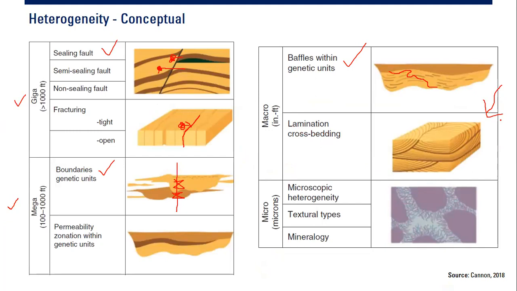It will cause heterogeneity. And of course, heterogeneity can also occur in micro scale, for example, due to difference of textural types, difference in mineralogy, and other aspects. So they have very, very different properties. Between this zonation and this zone, they really have different properties. So heterogeneity can occur in all scales: in giga scale, in mega scale, in macro scale, and of course also in micro scale.